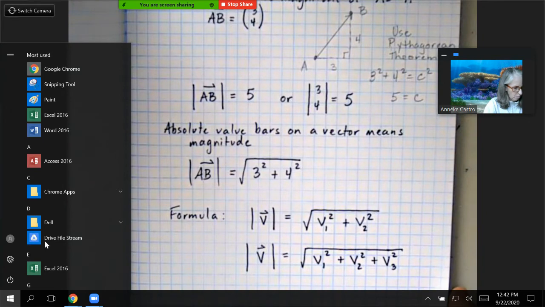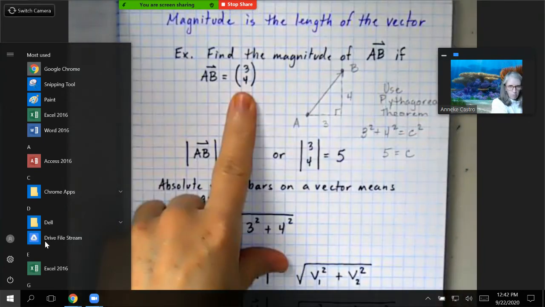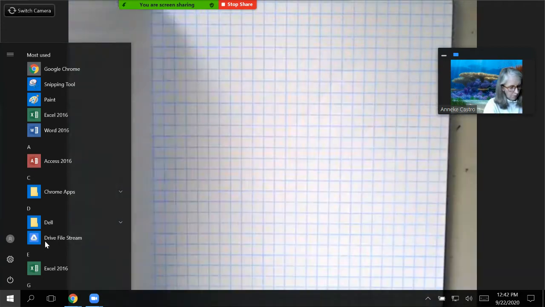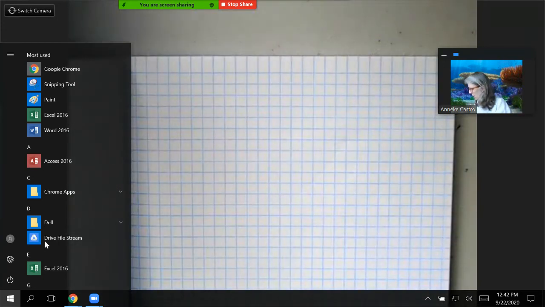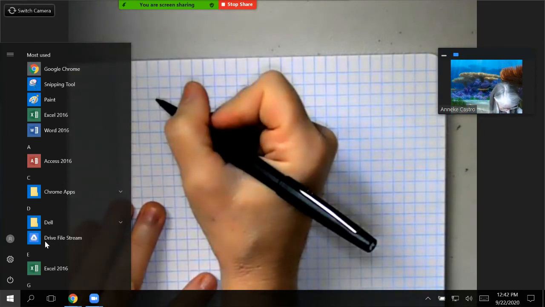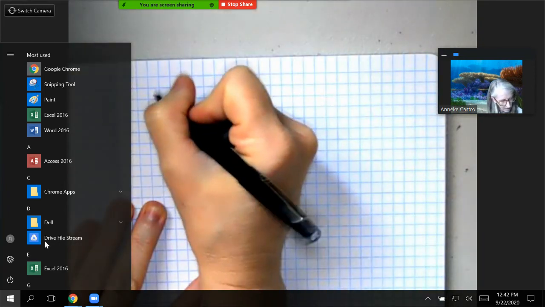When vectors are written in component form like this, it's really easy to do a lot of math with them. But if you're given a vector in another form, which is magnitude and direction, then it can be a little bit difficult. So we're going to look at changing magnitude and direction to component form. Okay, so let me give you an example. So let's write this down.